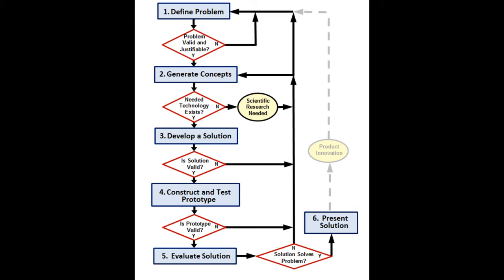Then I generate concepts. So I'm coming up with ideas of what we can do about this problem. Then we develop a solution. Developing the solution is working through specifics of what you want to do. You've narrowed down the concepts and now you're working on a solution. Then you construct and test a prototype. Prototype is a full working version. And so you have the thing that you're using and you're constructing and you're testing that out.